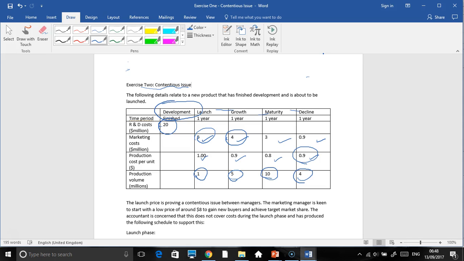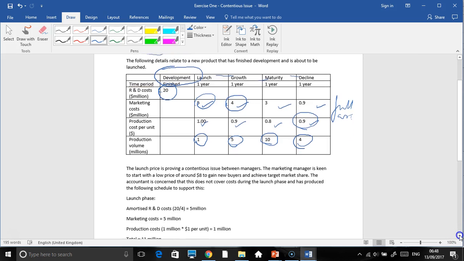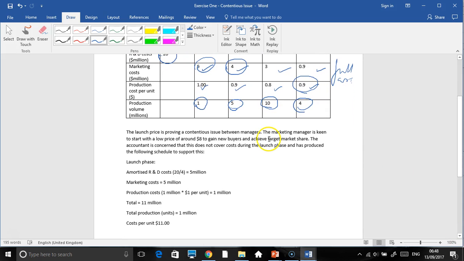So the question is, life cycle costing is sort of saying, well, let's get the total cost, if you like, the full cost of making all these items over the 4 years, and then find an average. So the issue here is that the manager is thinking, this is what I'm going to do.